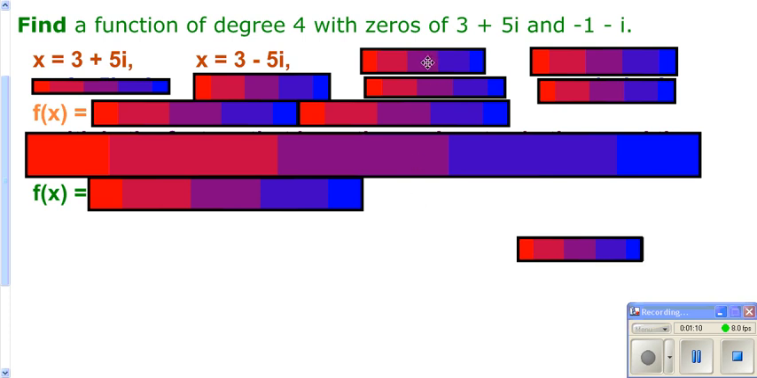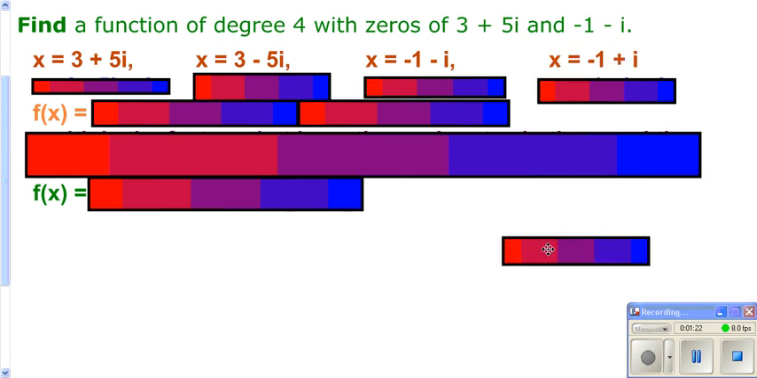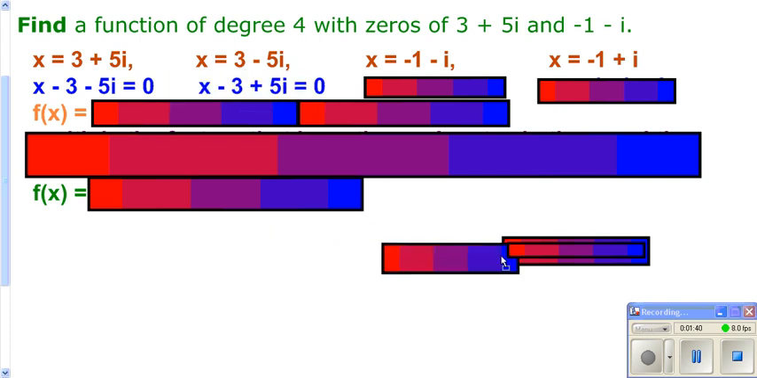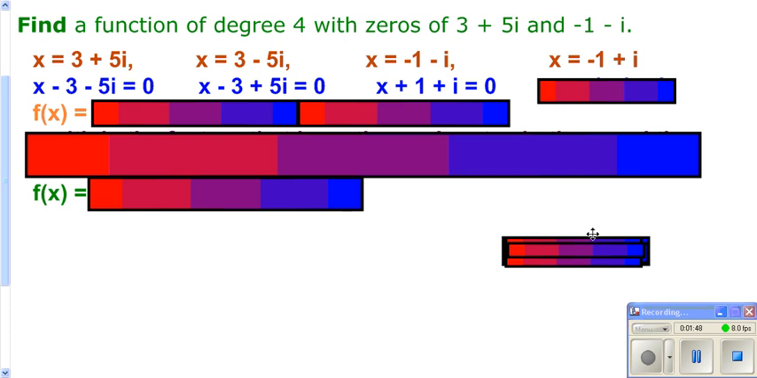Then we have our second zero that they gave us. And that's also a complex number, so we also have its conjugate. And for each one of these, remember in working backwards, you always want to get 0 on one side. So here we're going to subtract a 3 from both sides, subtract a 5i from both sides. Here we subtract a 3 from both sides to get 0 and add a 5i to both sides. On this one, we'll have to add a 1 and add an i to both sides. The one on the right here, we'll have to add a 1 and then subtract i.